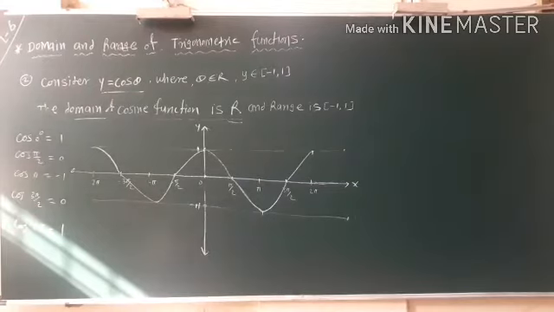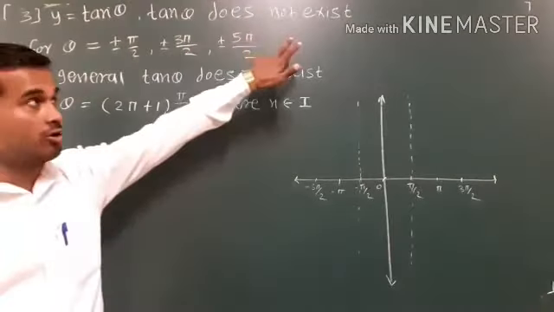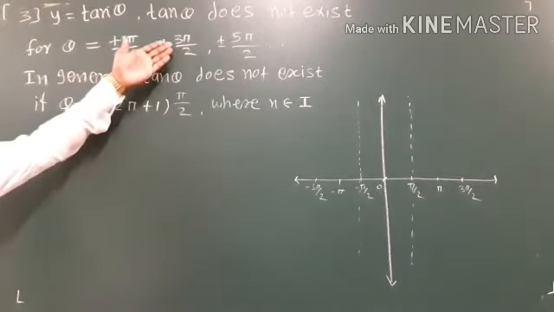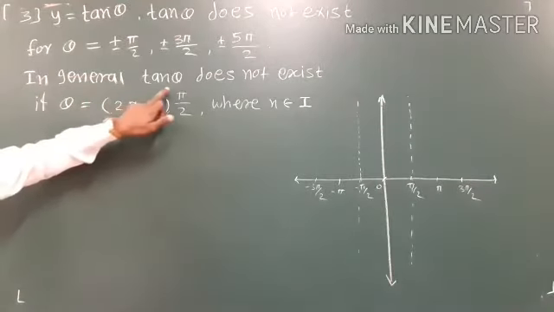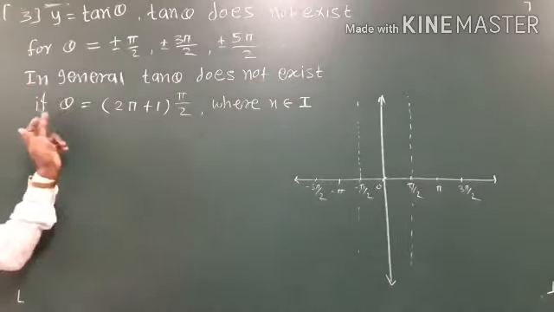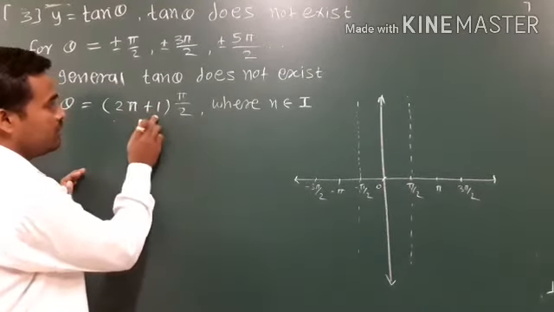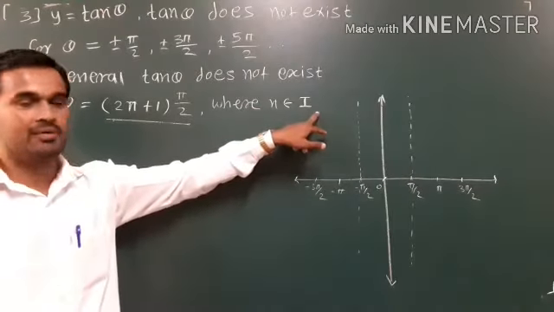Okay, the next point is y equal to tan theta. Tan theta does not exist for theta equal to plus or minus pi by 2, plus or minus 3 pi by 2, plus or minus 5 pi by 2. Okay, in general tan theta does not exist if theta equals (2n plus 1) into pi by 2, where n belongs to I, meaning integers.